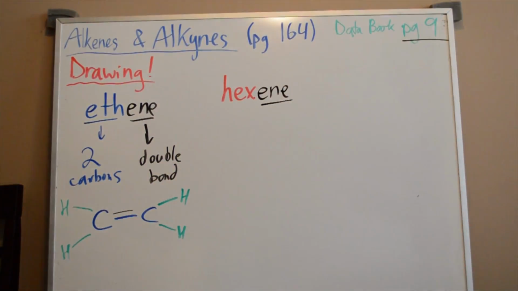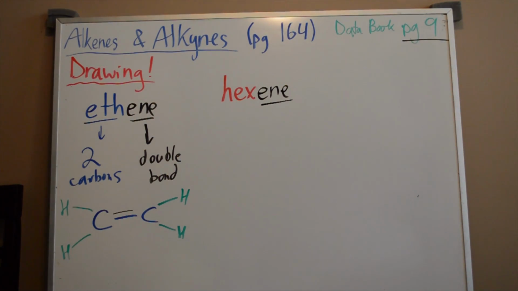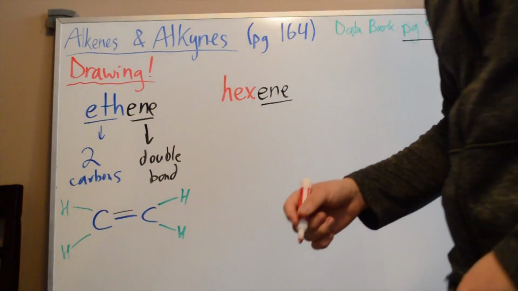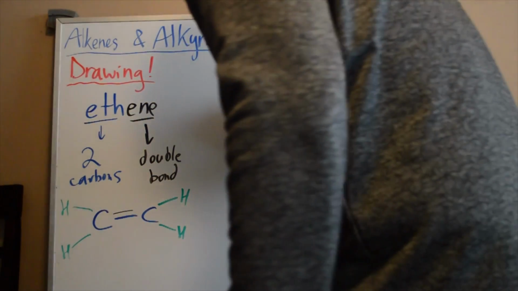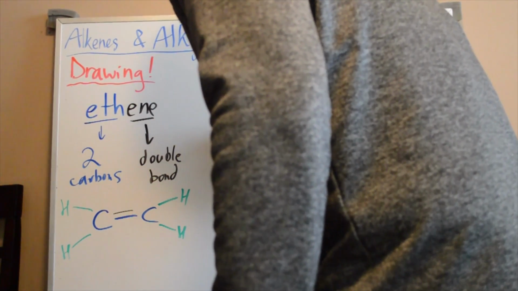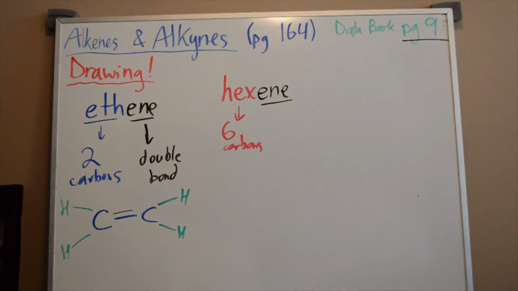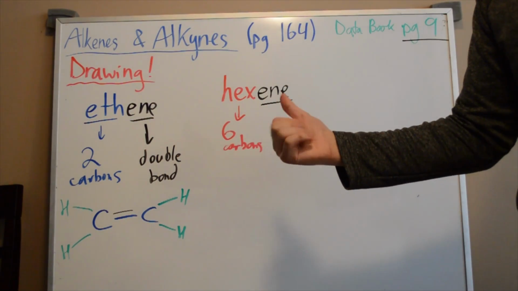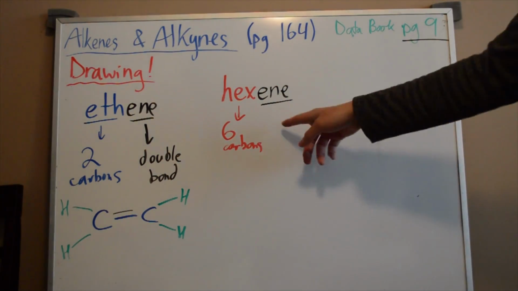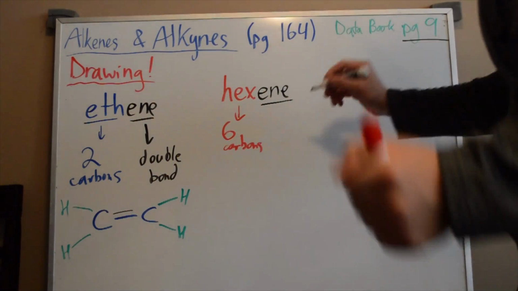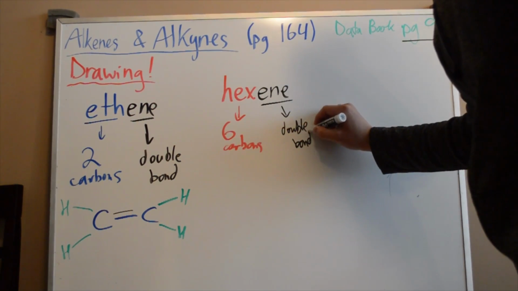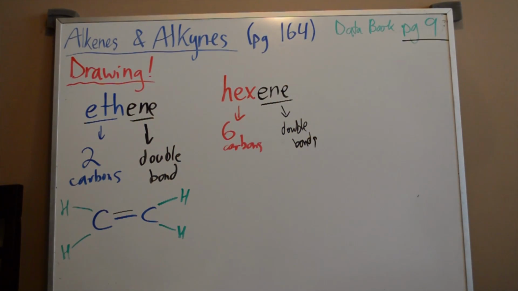Okay? Now, you should, again, taking a look at page 9 of the data book, what does the hex prefix mean? Hex means we should have 6 carbons. We have a meth, eth, pro, but, methane, ethane, propane, butane, pentane, hexane, or hexene in this case. We have 6 carbons, and what does the ene tell me that we have? Well, we have double bonds. 100%.